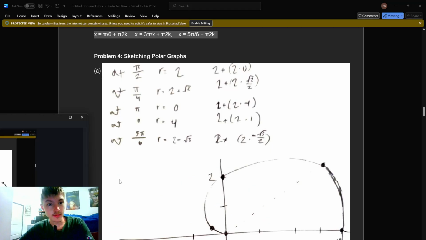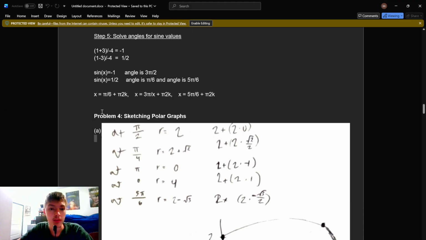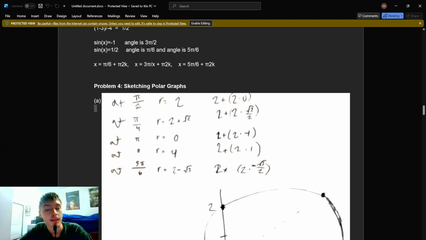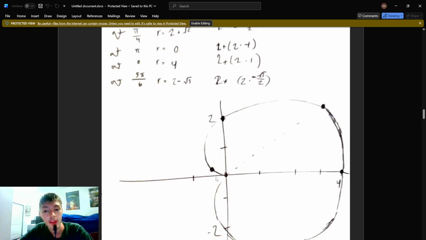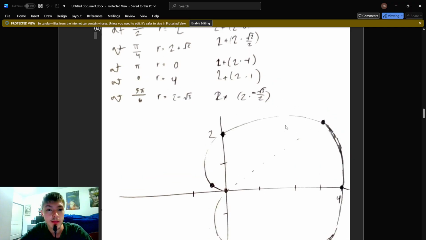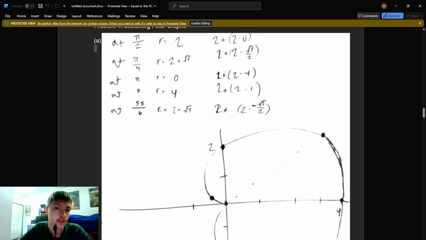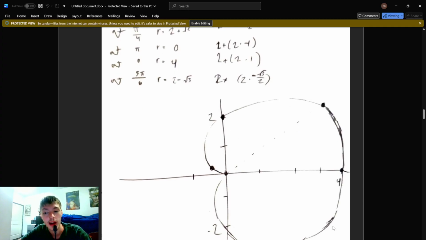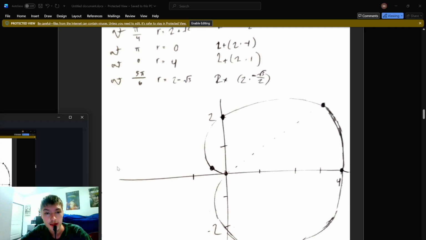Sketching these polar graphs. These ones, I look for the radius and the angle, and I put the dots where they're supposed to be. I also used this other angle of pi over 6 to be more precise.